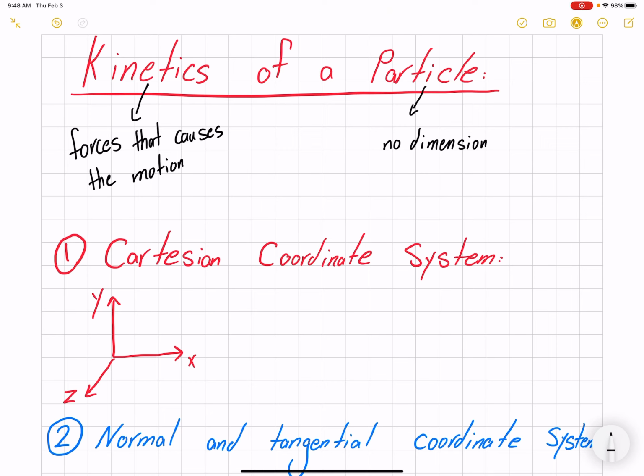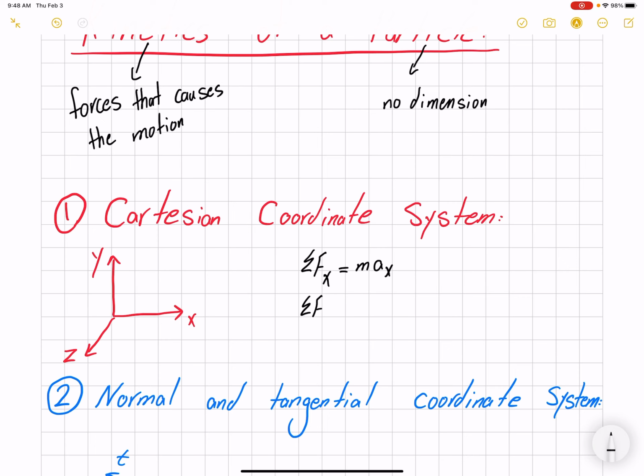Cartesian coordinate system: if our forces and acceleration are given in Cartesian coordinates, then Cartesian would be the easiest one to use. The summation of forces in x would be equal to mass times the acceleration in that direction. Summation of forces in y and z.